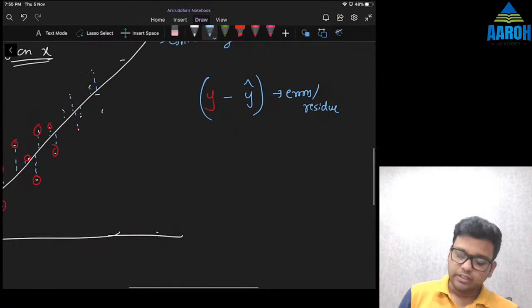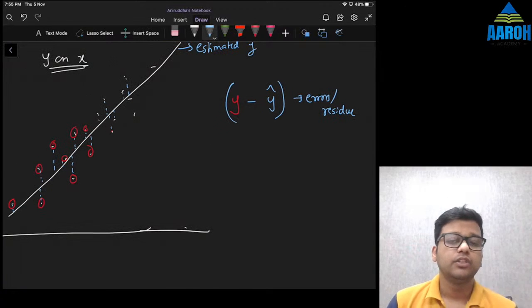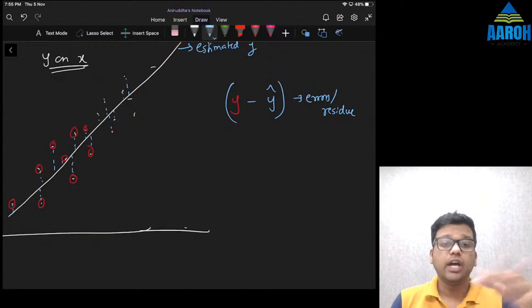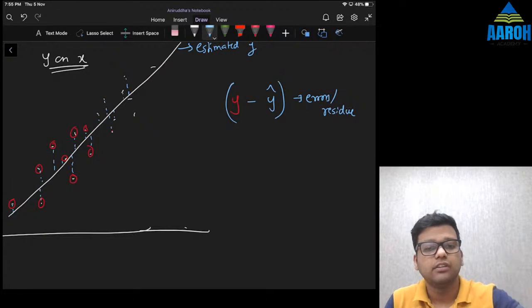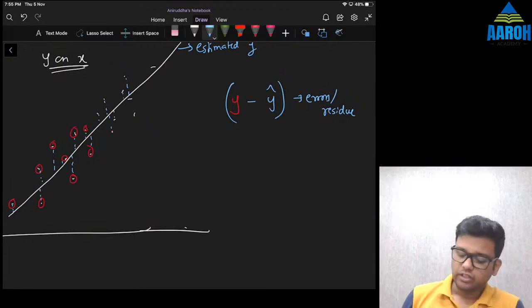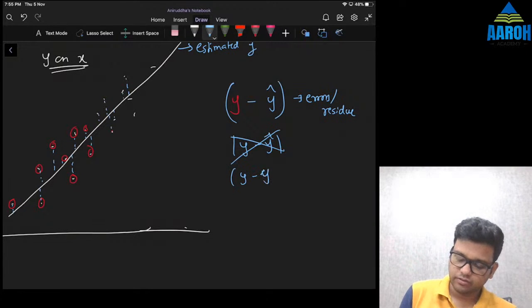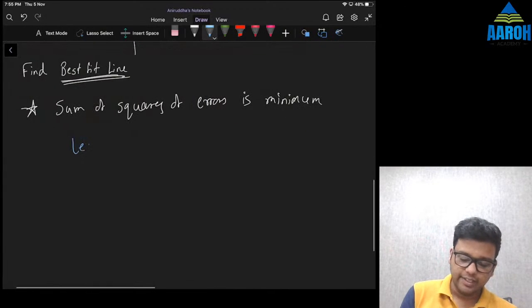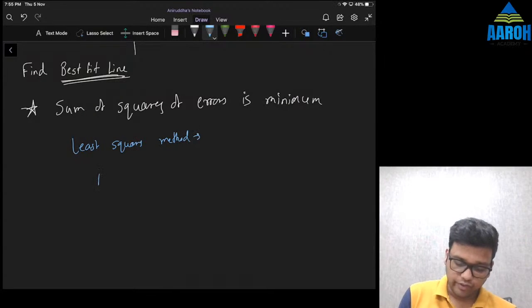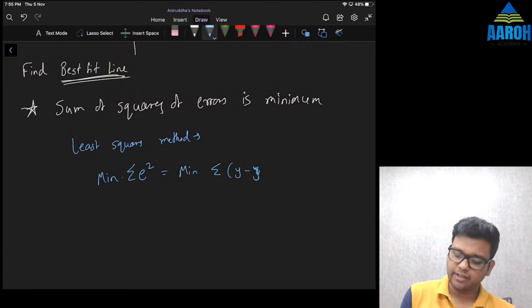But the problem is some of the values are positive, some are negative. So while minimizing, it might happen that there is 100 positive error and 100 negative error, which will give us 0, which is wrong, right? So what we'll do is we'll make this positive. How can we make this positive? Either we can take absolute value, okay, but we'll not do that, or we can take square. Because square is a better measure. So that is why this method is called as least squares method. So in least squares method, we have to minimize error square, summation of error square. That is, we have to minimize summation of (y minus y hat) whole square.